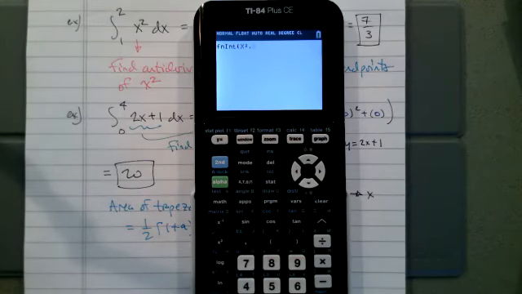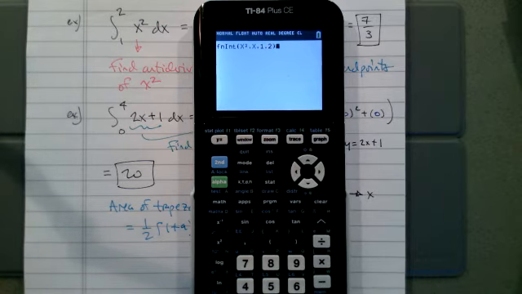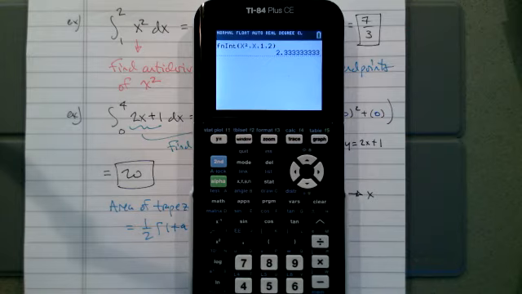Then we make a comma. With respect to what variable? X, that's the dx part. Then we make a comma. And then we say what interval? From 1, comma 2. From 1 to 2, then we close parentheses because we're going to build good habits. And this gives us the 7/3 that we expected.